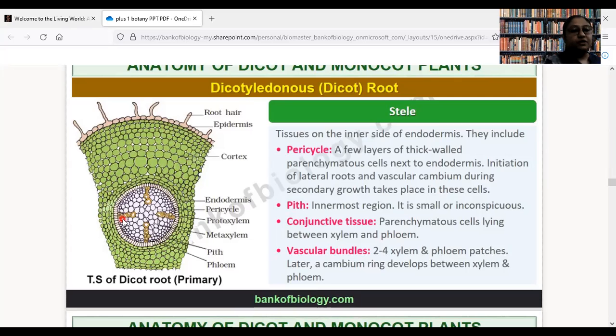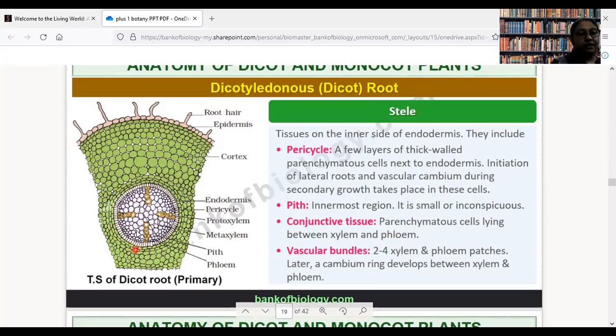Next is pith. What is pith? You can see these orange colored structures are xylem phloem. Okay. In between, at the center, there are cells. Can you see my pointers clearly? So that part is known as pith. There is some parenchymal layer present between xylem and phloem, that is called conjunctive tissue, and the vascular bundle will include xylem and phloem patches.